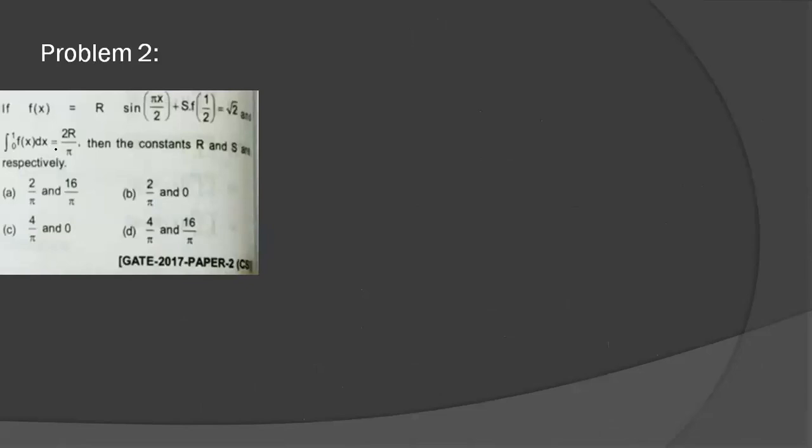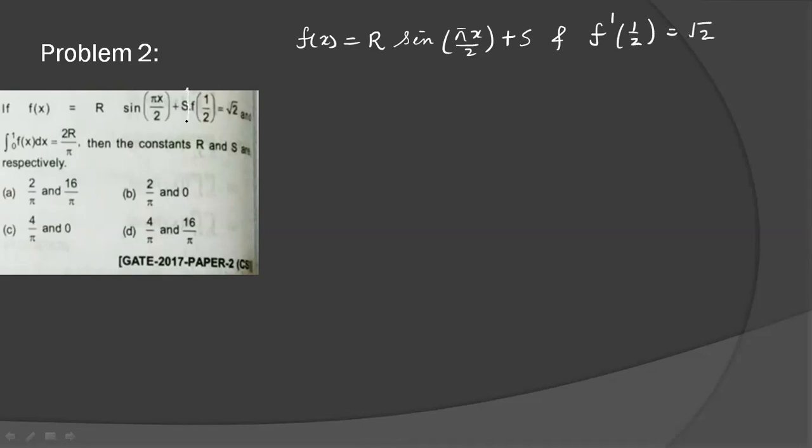The second question is from the 2017 CS second paper. Here is a correction in the question. Fx is actually r sine pi x by 2 plus s, and given is f dash 1 by 2 is equal to root 2. Make the correction in the question. This is the separate portion, and the derivative at 1 by 2 is root 2. And the integral from 0 to 1 of fx dx is 2r upon pi. Then find the value of r and s.